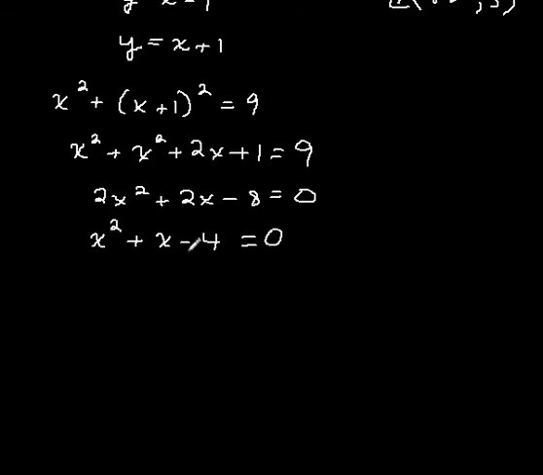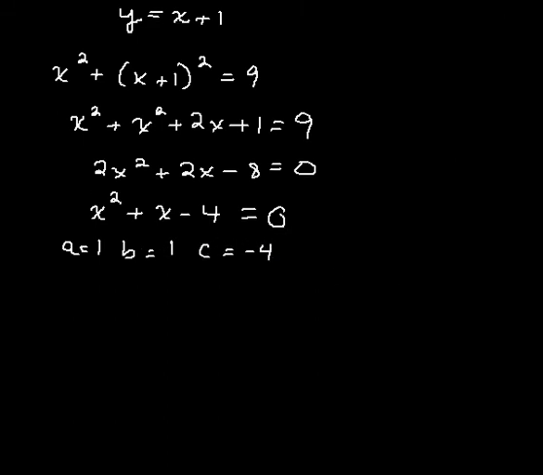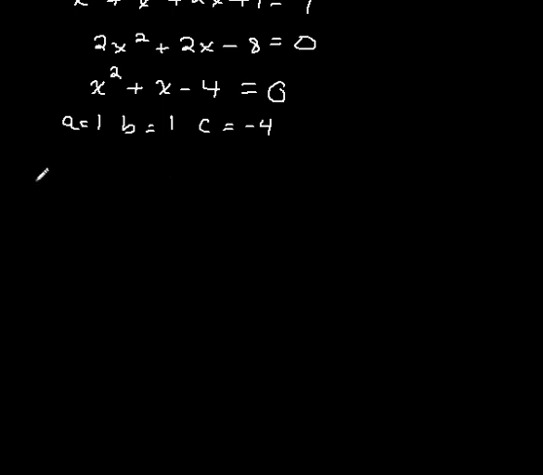Now when you go to factor this, you're going to find that you can't factor it. You could try all the combinations that you want, 2 and 2, 3 and 1, none of them is going to give you a 1. So you can't factor it, so if you can't factor it, you have to use the quadratic formula. a is equal to 1, b is equal to 1, c is equal to negative 4, and we plug it in. Hopefully you have the formula memorized. If not, you need to do that.